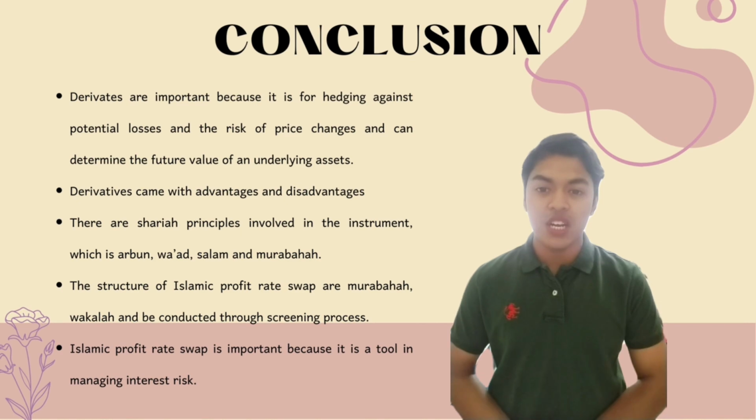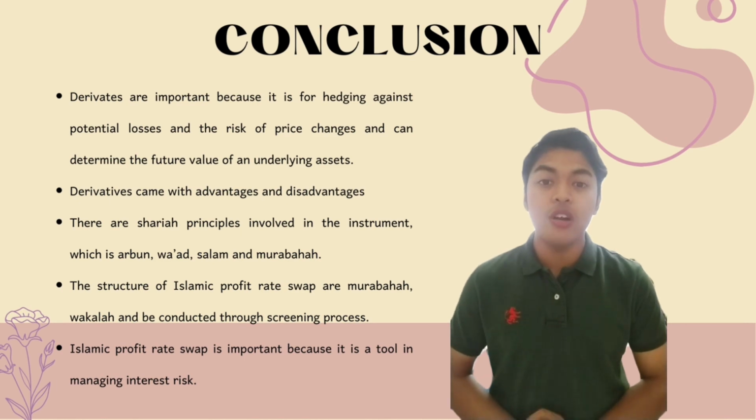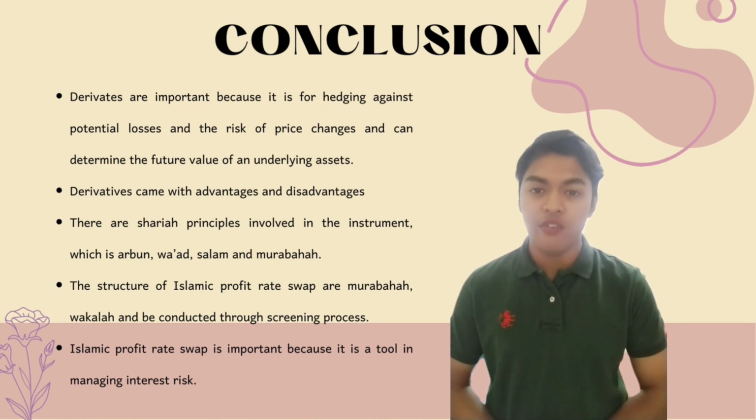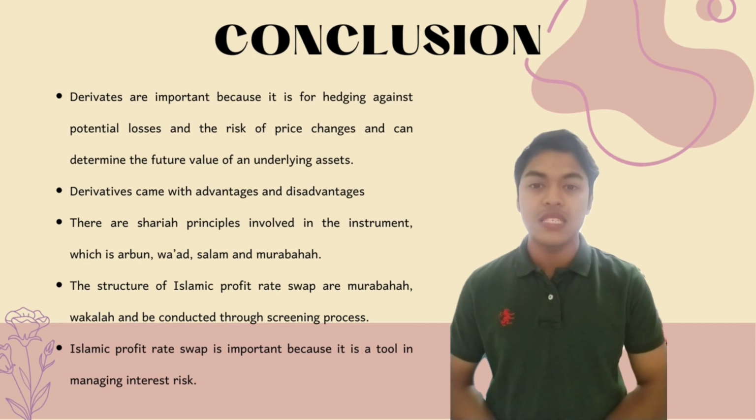There are some Sharia principles involved in the industry, which are arbun, wa'ad, salam, and murabahah. These principles have different opinions from the Muslim jurists. Next, compared to the conventional type of instrument, Islamic derivatives prohibit riba, gharar, and maisir. Next, a financial tool known as Islamic profit rate swap enables two parties to exchange cash flow based on a predetermined interest rate or profit rate in a way that is in accordance with Islamic teaching.